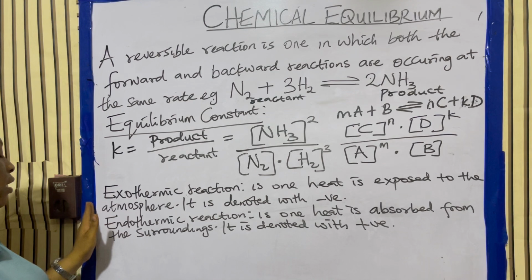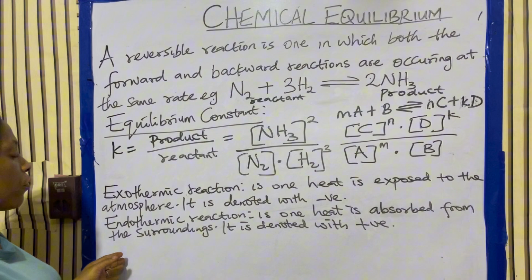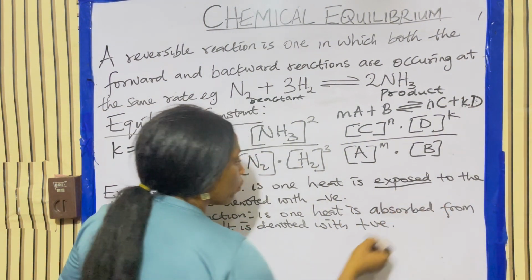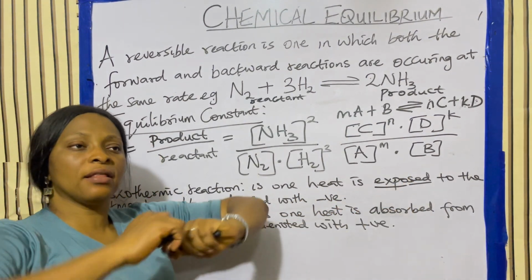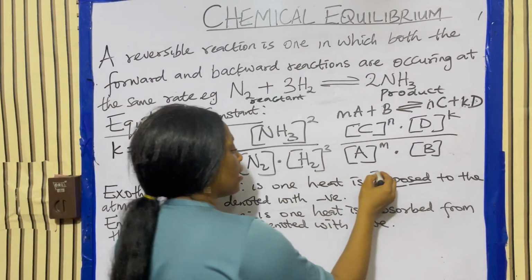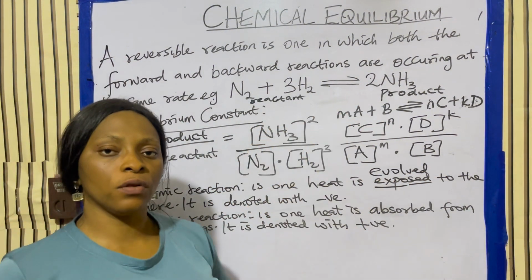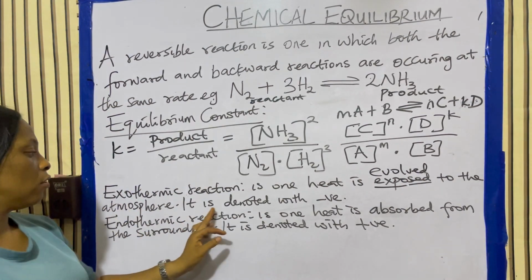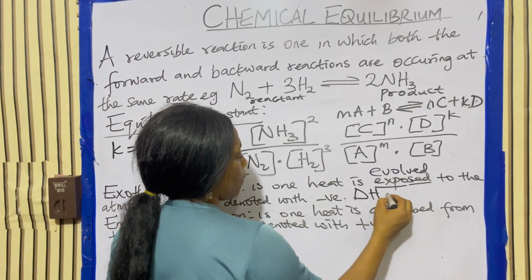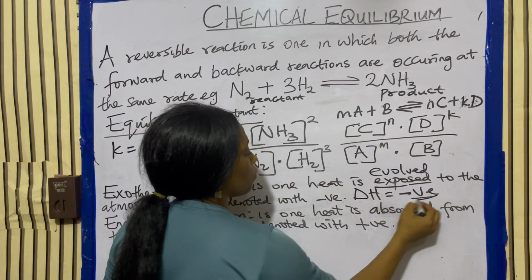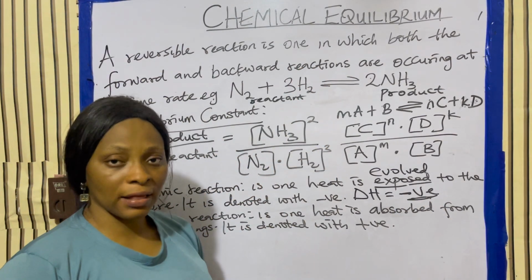Now let's look at these other concepts. Exothermic reaction. What is exothermic reaction? Exothermic reaction is one in which heat is evolved to the atmosphere. And it is denoted with negative. So when you see a reaction like this and it has negative, it tells you that this reaction is exothermic. Heat is what? Evolved to the atmosphere.